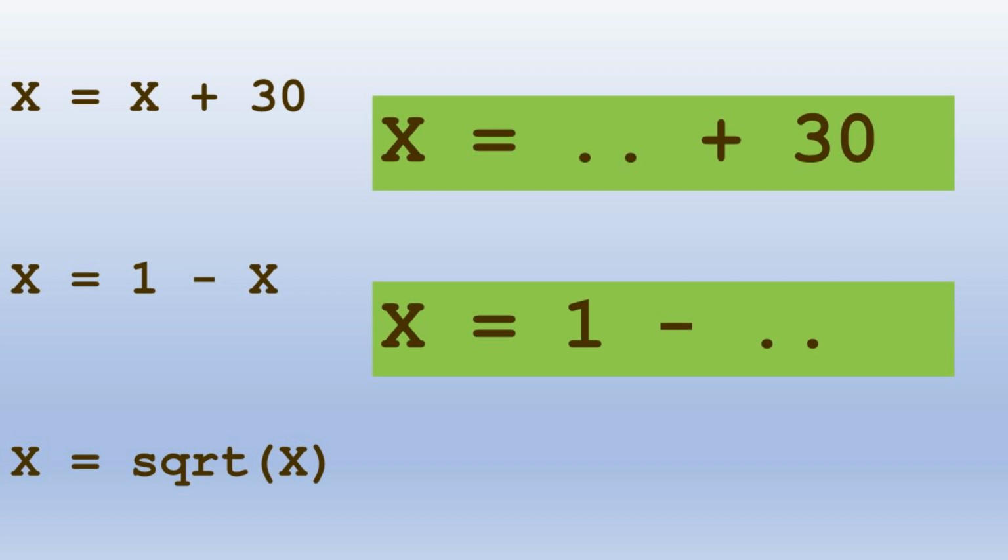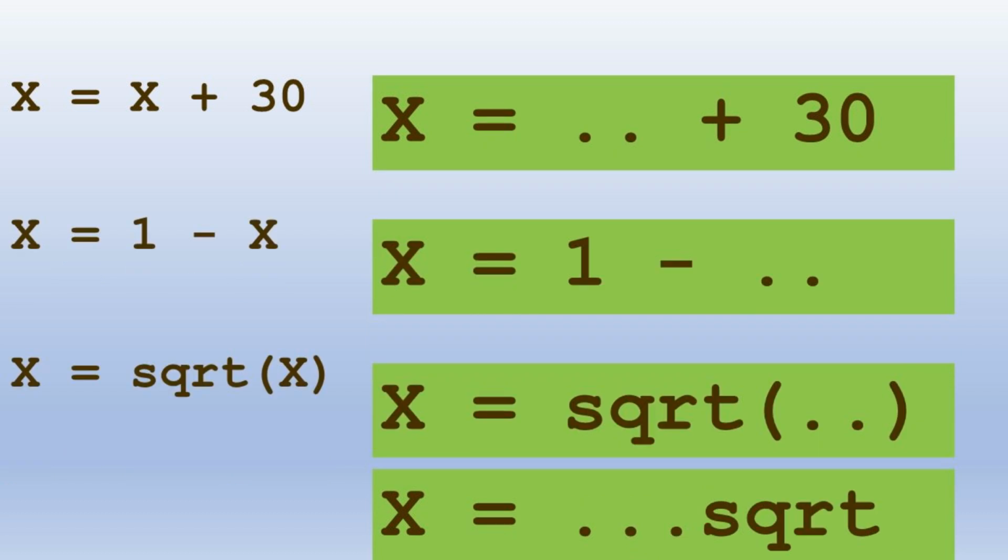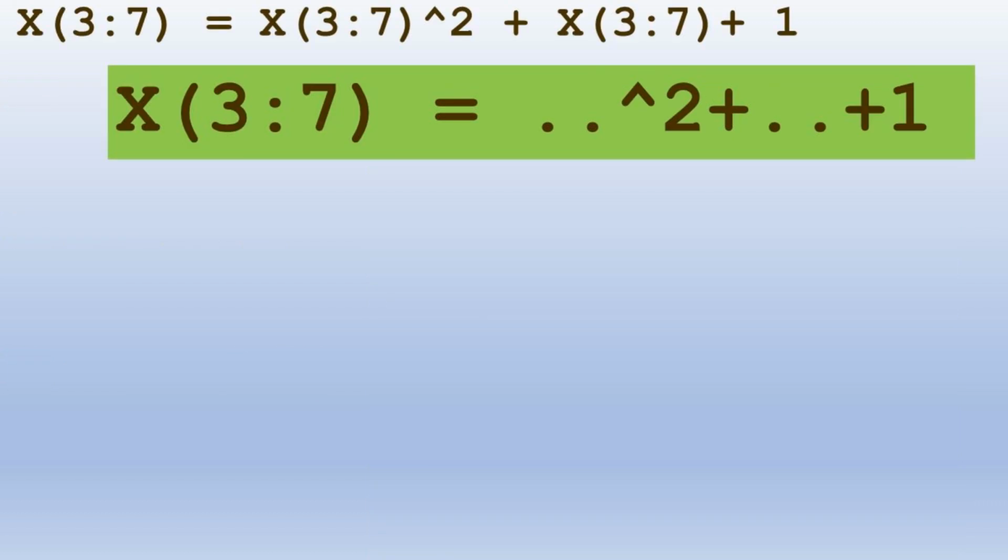a function, sqrt, square root. Then just write x is equal to square root of ... Squeeze more room for one more, guess what? x is equal to ... sqrt. Do you get it? The first two dots are for the replicator, and the third one is a dot operator, simplifying for parentheses in function calls. Let's look at some other examples.